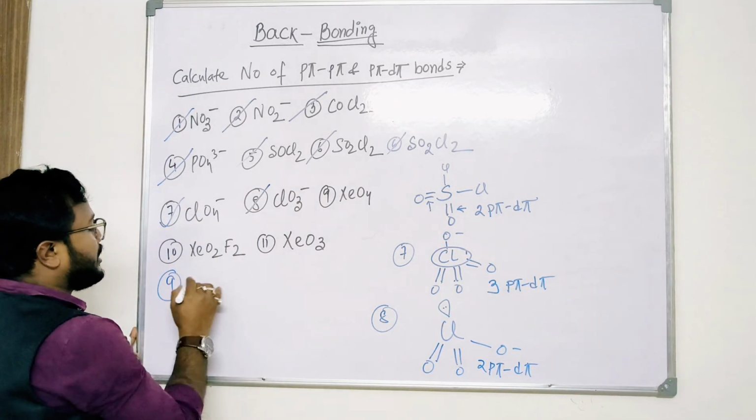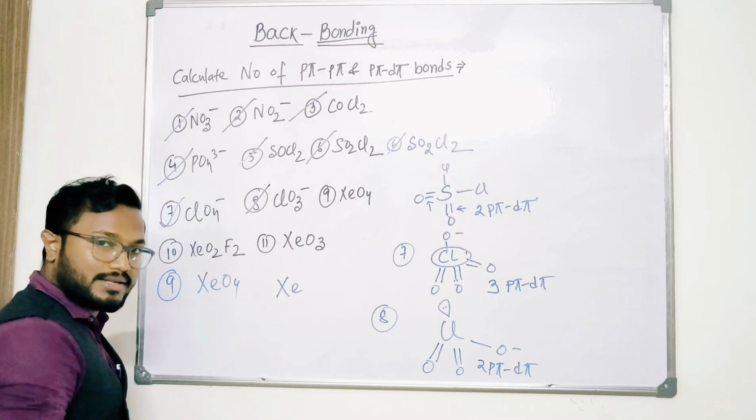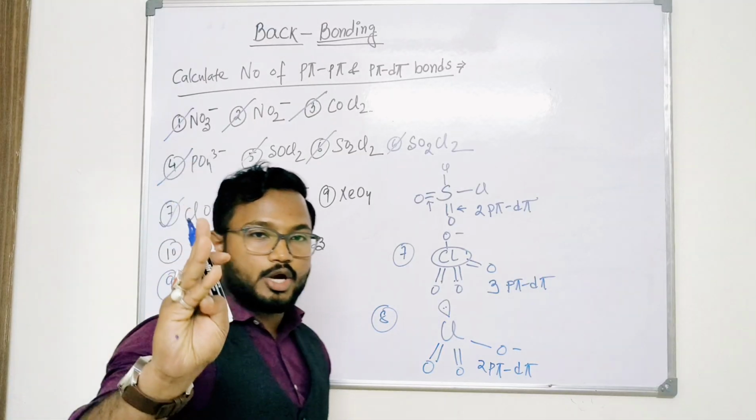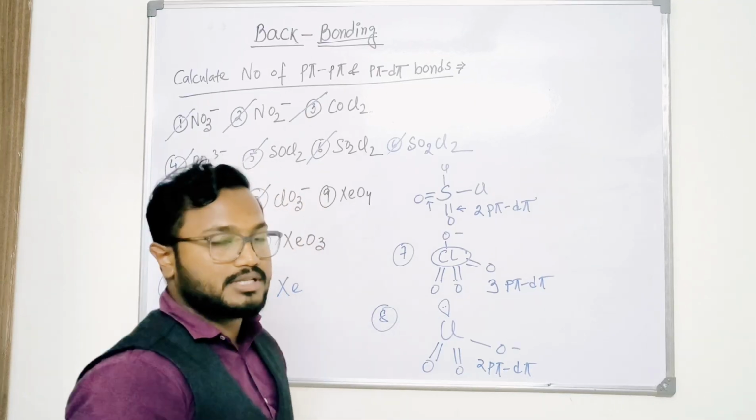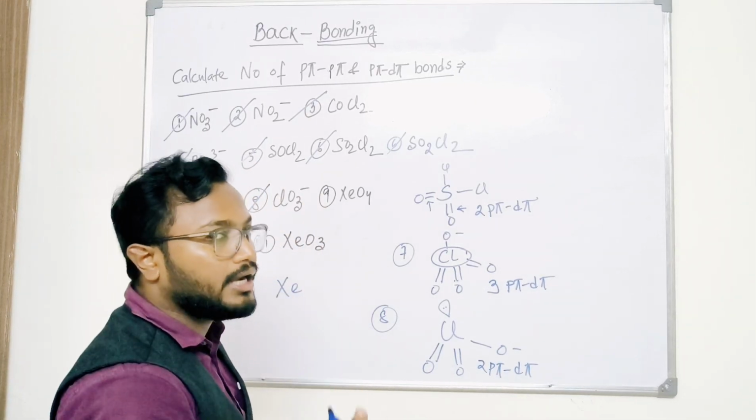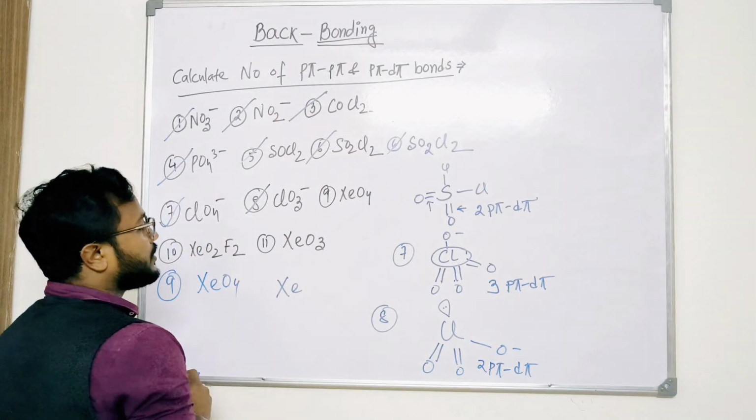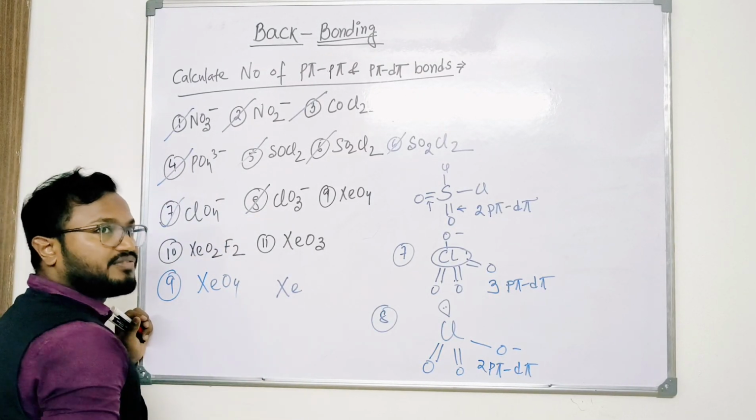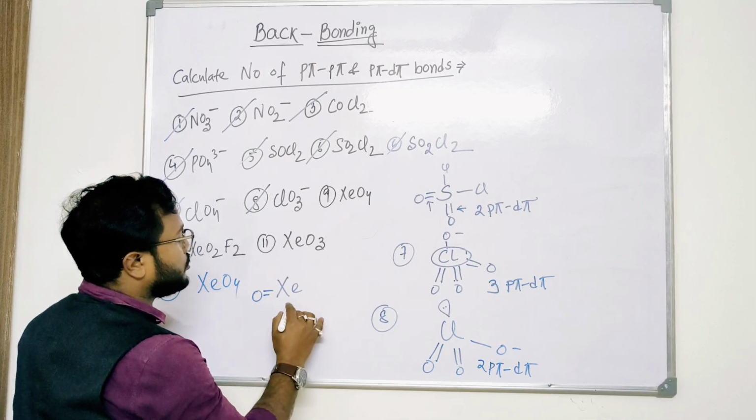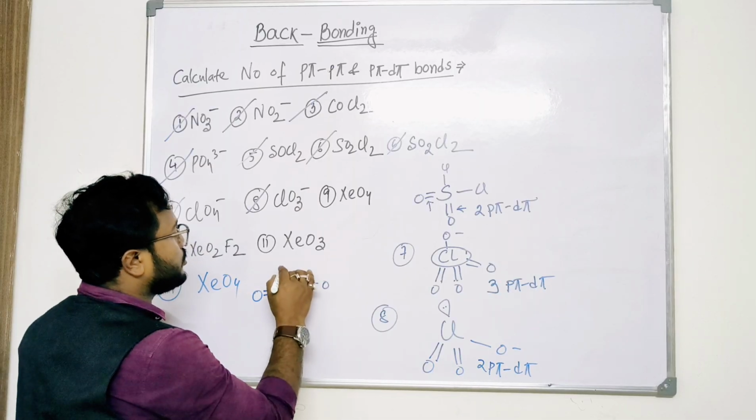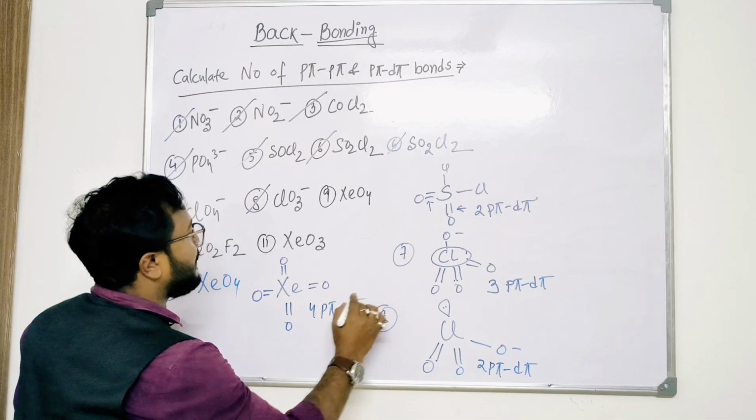XeO4, question number 9, that is XeO4, xenon. It is a noble gas. In this case, helium, neon, argon, krypton, xenon, radon. These are the noble gases. Atomic numbers are helium 2, 10, 18, 36, 54 and 86. These are the respective atomic numbers. So in case of xenon, it is 54. Let's check for this. XeO4. So double bond O, valency 8 filled up. Here 4 p pi d pi back bonding.